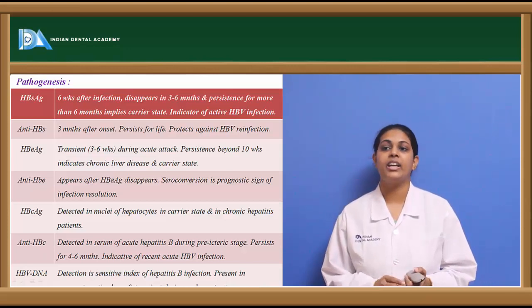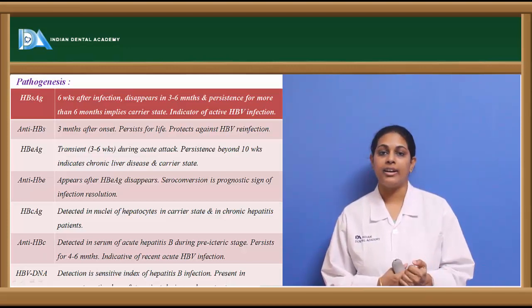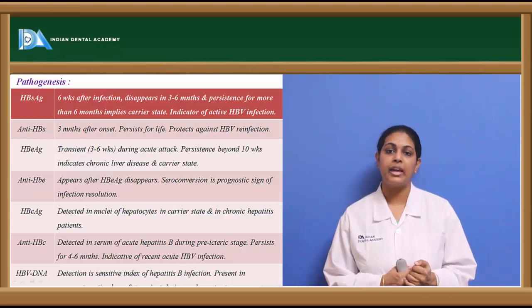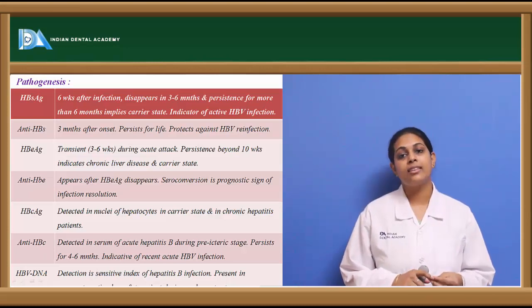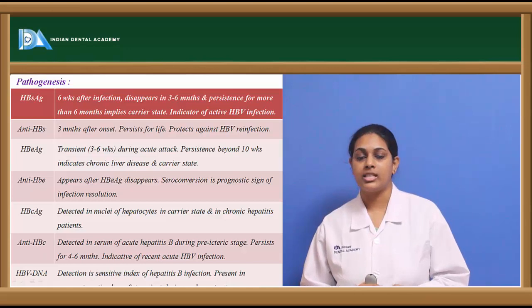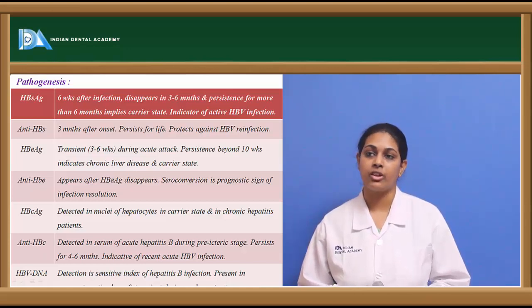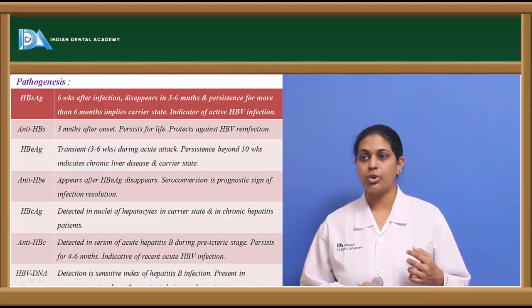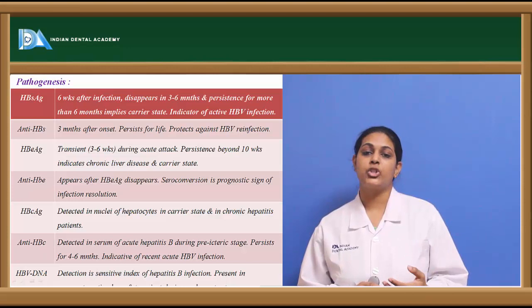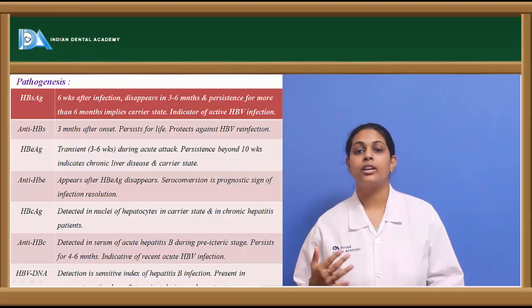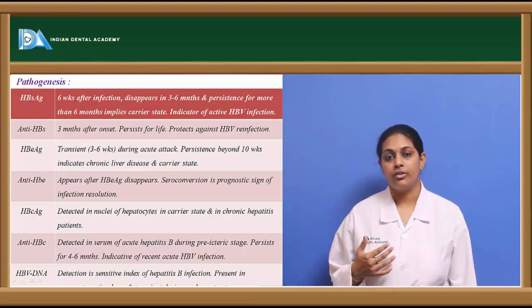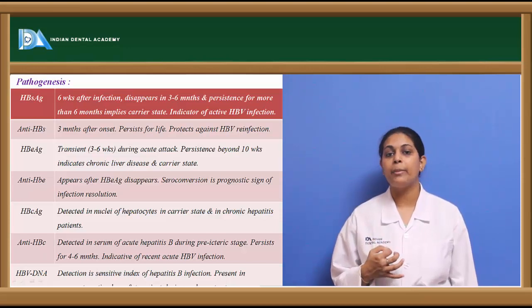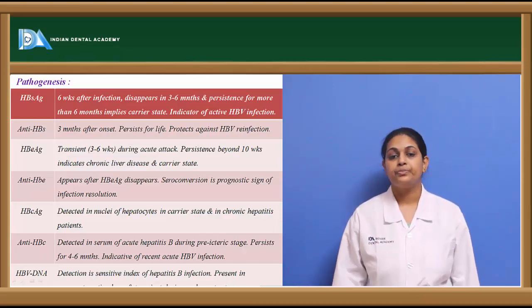And the presence of antibodies to the hepatitis B surface antigen implies that the patient has had the infection for more than 3 months after the onset. And these antibodies persist for life, they have a property of persisting throughout life, such that they protect the patient from hepatitis B reinfection.